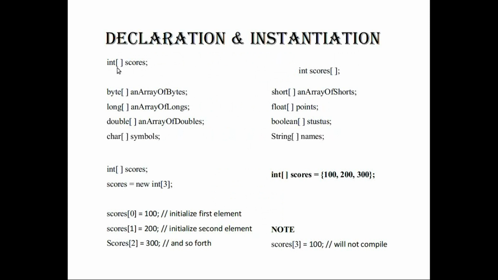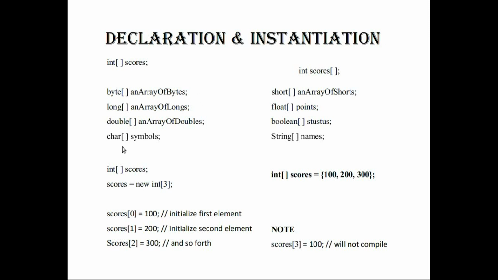We could declare arrays to be of any data type. Down here I have byte, the square brackets, to specify the fact that it is an array, and the name of the array, which should be any valid identifier. So I say byte, square brackets, array of bytes. Here I'm declaring an array that can only hold bytes. Here I'm declaring an array that can only hold longs. Here I'm declaring an array that is capable of holding doubles.